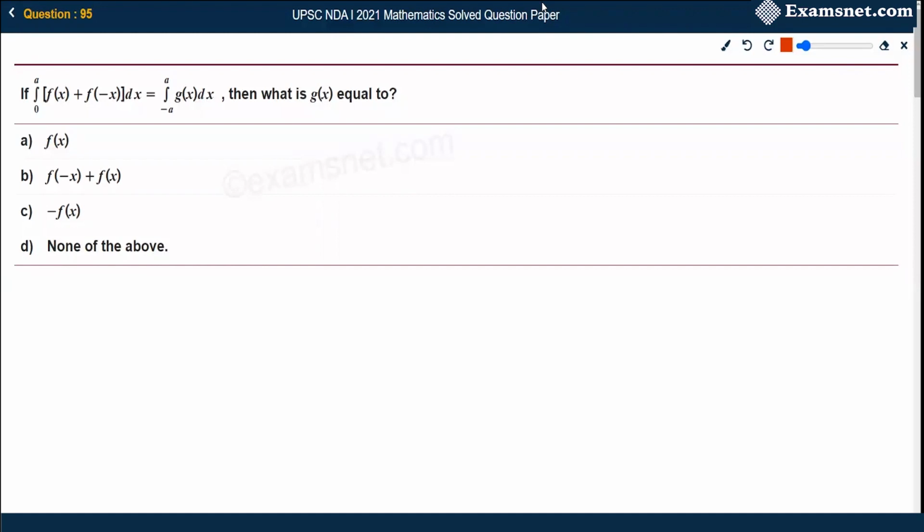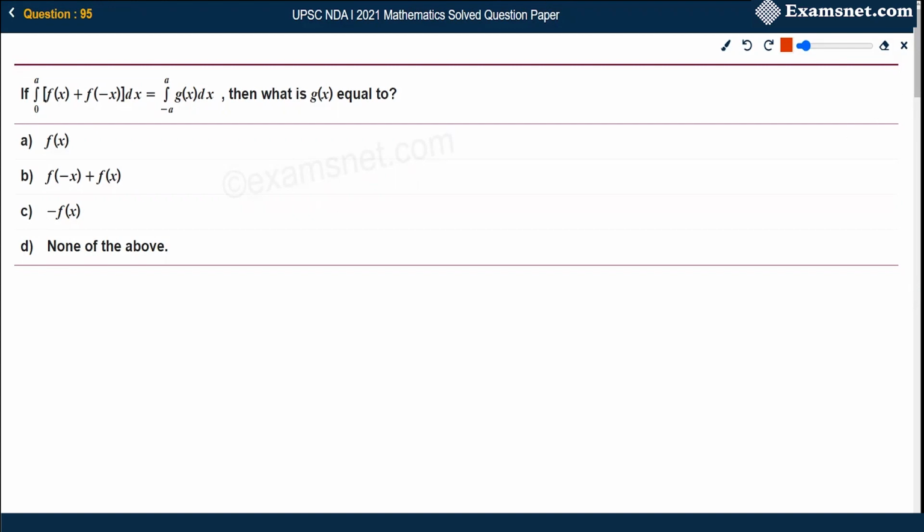In question number 95, it is given that the integral from 0 to a of f of x plus f of minus x dx is equal to the integral from minus a to a of g of x dx. Then what is g of x equal to?